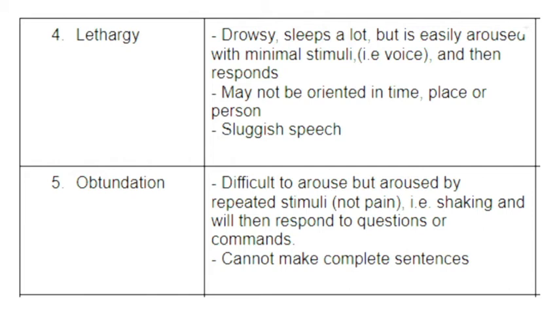Next level of consciousness, we have obtundation. So the definition of this is the patient is difficult to arouse but is aroused by repeated stimuli but not pain. Examples of stimuli are shaking, and the patient will then respond to questions or commands. The patient also cannot make a complete sentence in this level of consciousness.